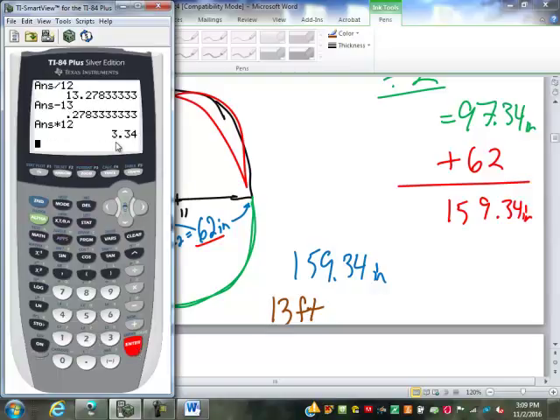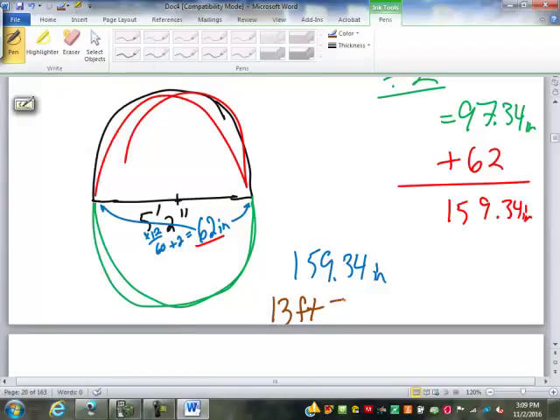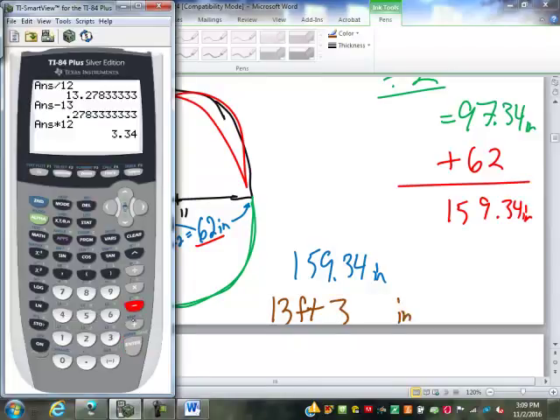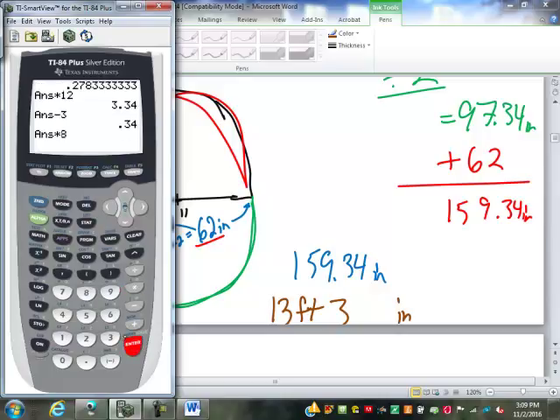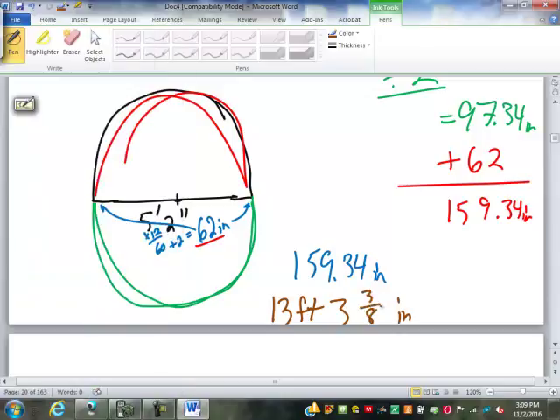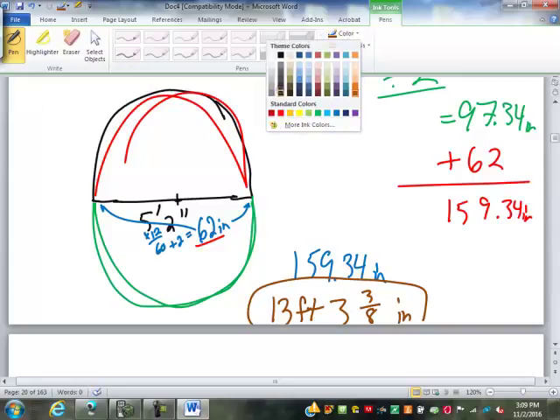3.34. So again, I'm going to record my whole inches. I got 3 whole inches there. Once again, I'll subtract off those whole inches of 3 to be left with 0.34. And I'm turning that into eighths, so times 8. 2.72 is closer to 3, so that would be 3/8. So 13 foot, 3 3/8.